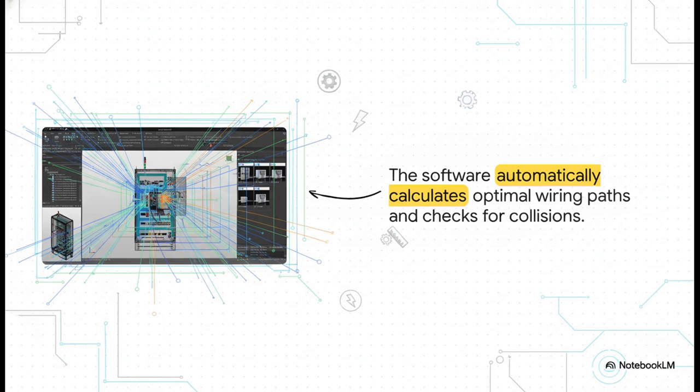This is where it just blows my mind. Because the system knows the exact size and location of everything, it can automatically figure out the absolute best path for every single wire. It's checking for collisions, like will this wire run into that component?